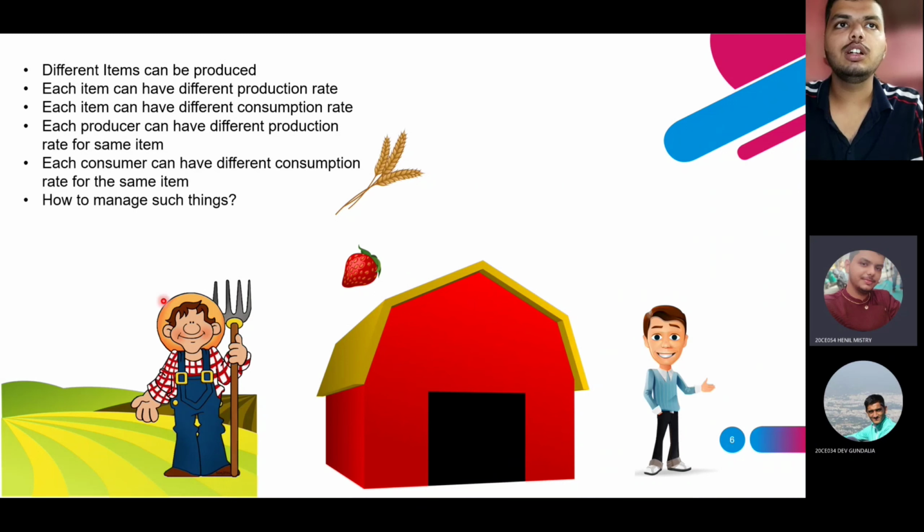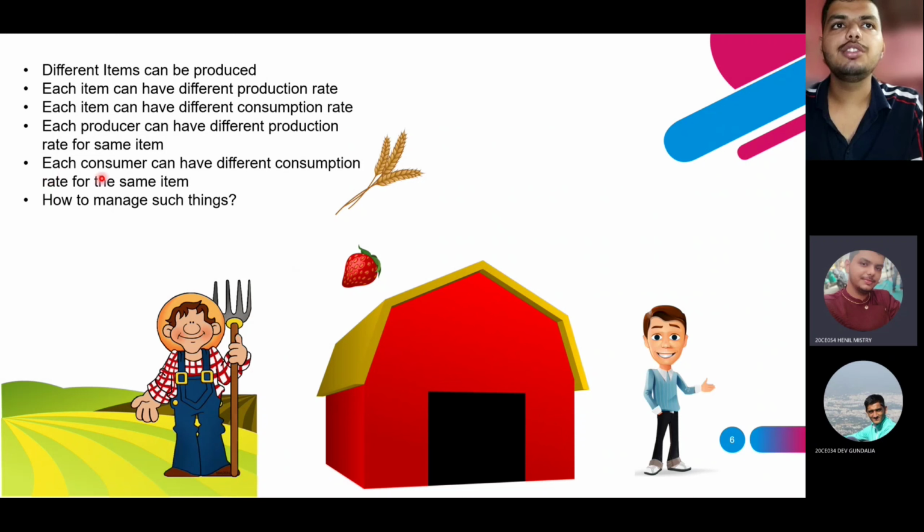For the producers, you consider that there are different farmers. One farmer has a good production rate for this fruit because he is only producing the strawberries, and one farmer is producing both of these two items. So we can consider that the production rate for the farmer who is producing both items will be low, and for the farmer who is producing only strawberry, the production rate would be higher. So for a distinct item there can be a different production rate depending on the producer.